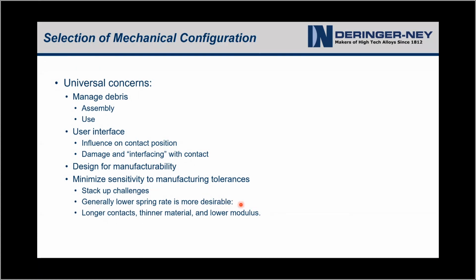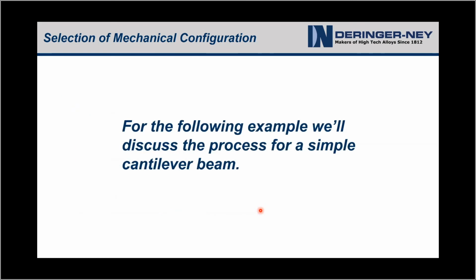Generally, we recommend trying to iterate towards lower spring rates to be more accommodating for things like stack-up tolerance. To achieve that, really longer contacts, thinner material, lower modulus. We'll get into that following. So for the purposes of this discussion, we're utilizing an example of a simple cantilever beam.